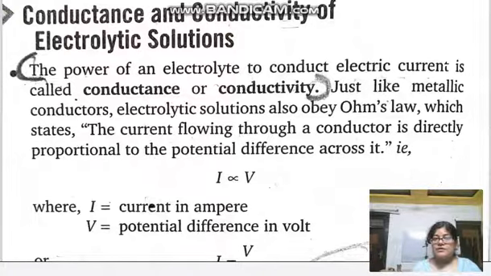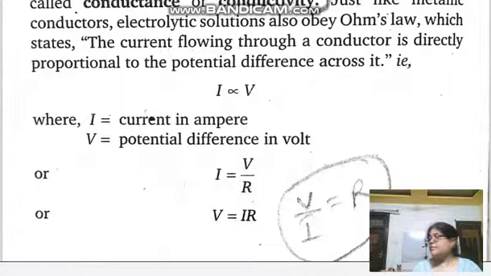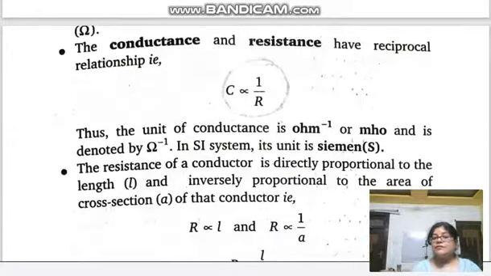There is no difference. Just like metallic conductors, electrolytic solutions also obey Ohm's law. When they obey Ohm's law, the current flowing through them is directly proportional to the potential difference. Clear? We all know about Ohm's law. Now we also have a term from Ohm's law, resistance. There is a relationship between conductance and resistance. They are reciprocal to each other.